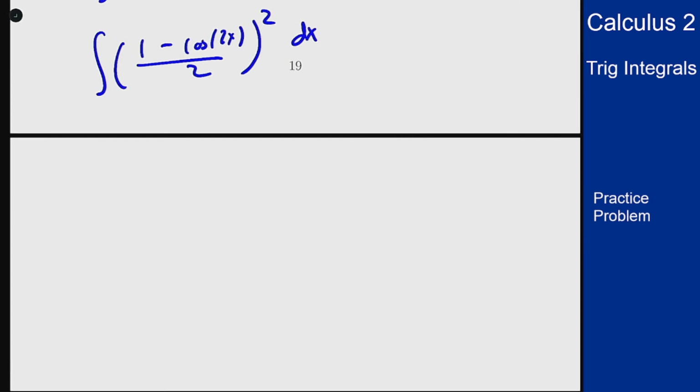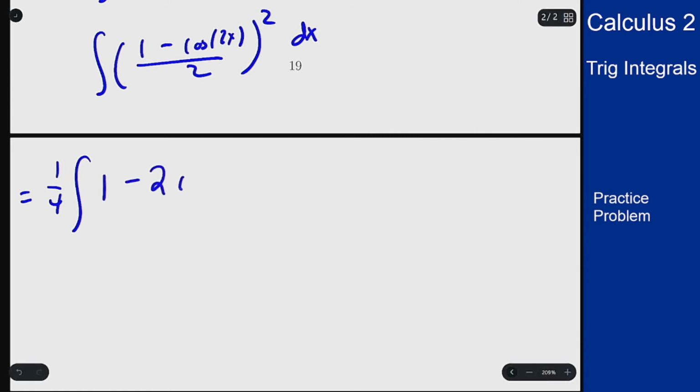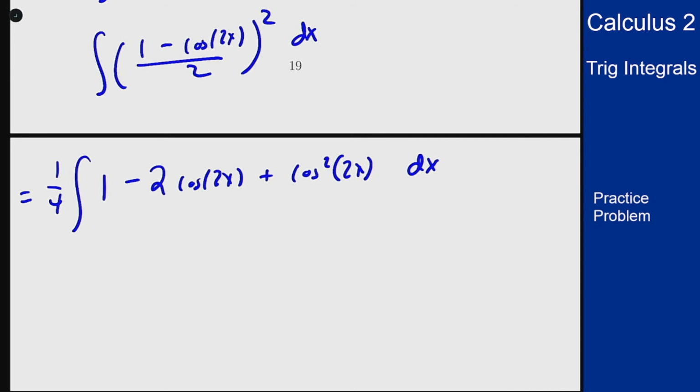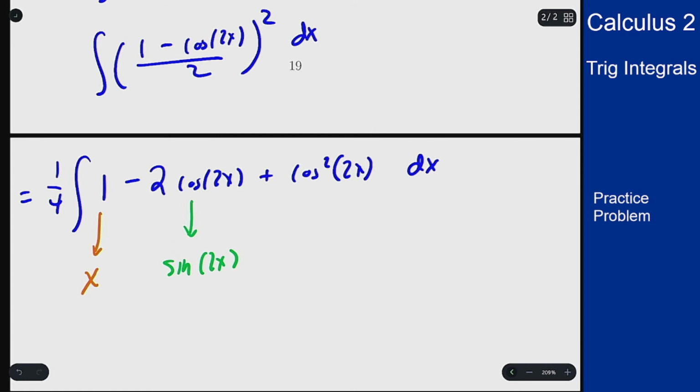And then I can expand out this expression here. If I expand that out, I will see a 1/4 out front from the 1/2 squared. I can pull it all the way to the front. 1 minus 2 cosine of 2x plus cosine squared of 2x. Now the first two of these terms I can integrate directly just as they are, right? 1 integrates to x, 2 cosine 2x integrates to a sine of 2x, differentiate sine 2x, I get 2 cosine 2x.